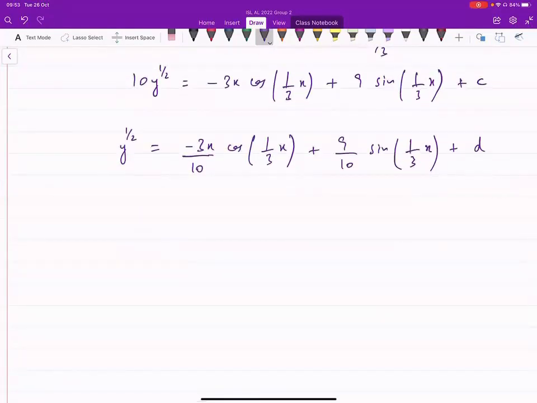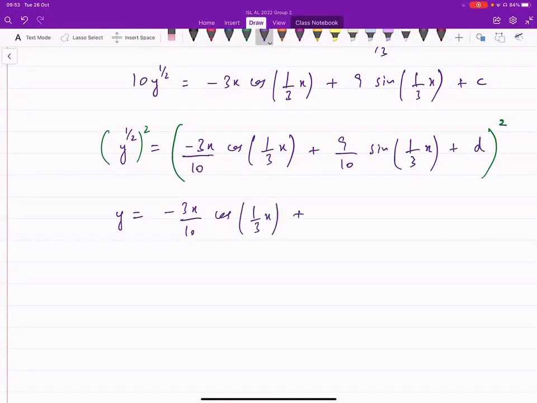स्क्वायर कर दिया दोनों साइड्स के ऊपर, यू हैव y equals, in fact I'll just do that there, और दोनों साइड्स को स्क्वायर कर दें, and that's it. You don't have to expand it, so expand करने नहीं बैठना, बस सिर्फ ये आ गया, y equals minus 3x/10 into cos of 1/3 x plus 9/10 sin 1/3 x plus some constant whole squared. That is y in terms of x.